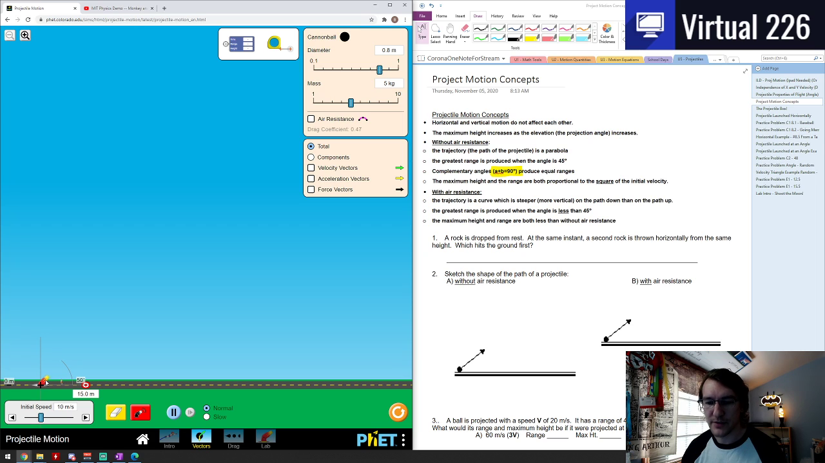So if we take a look at this, we'll set this to 45 degrees. We'll turn air resistance on, and we'll just fire this thing off to see what happens. Okay, so let's fire this fast at 30 degrees. Ready? Or 30 meters per second. Fire, boom.